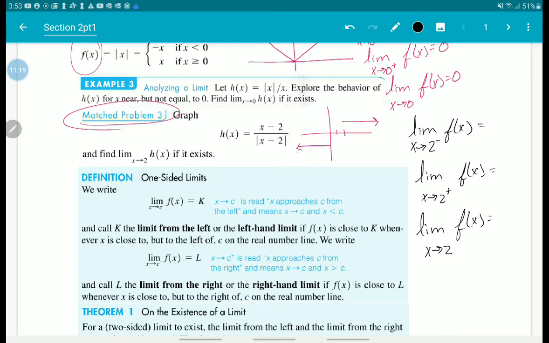So as I approach 2 from the left, we can see that we're getting close to that y value of -1. And as I approach 2 from the right, we are getting close to that y value of +1. But notice the left hand and the right hand limits aren't matching up, which means the limit at 2 does not exist.